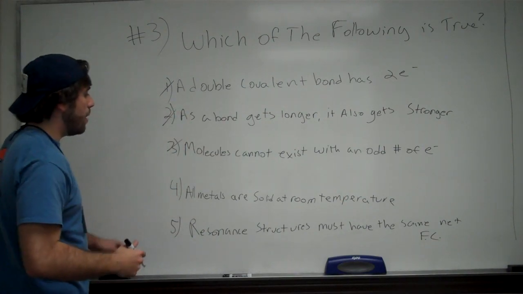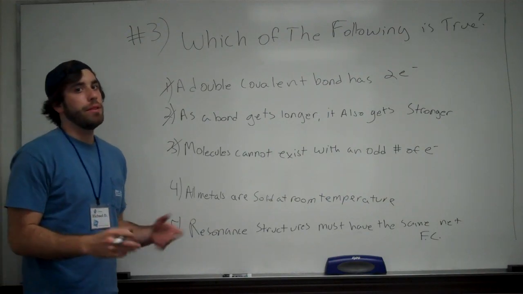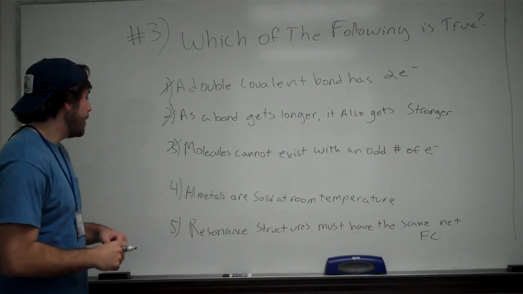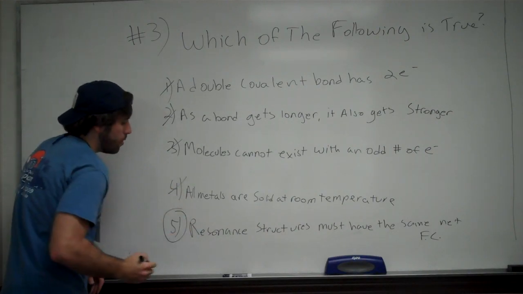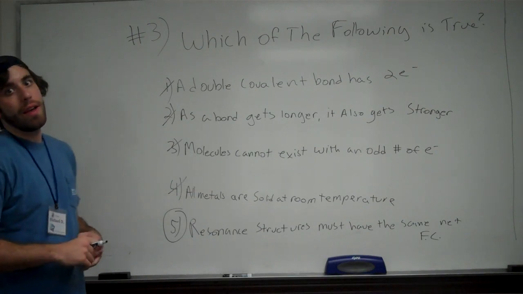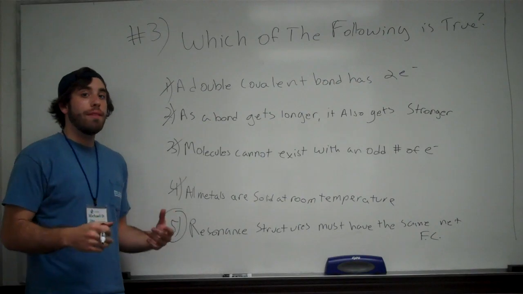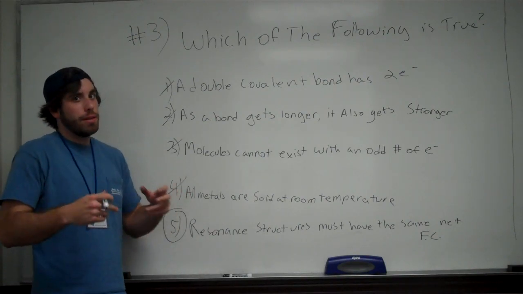For 4, all metals are solid at room temperature. This is not true. There are some metals that are gas and liquid at room temperature. And number 5 is true. Resonance structures must have the same net formal charge, which goes with the definition of resonance structure, because if they didn't have the same net formal charge, they would be different ions, and therefore they would not be resonance structures.